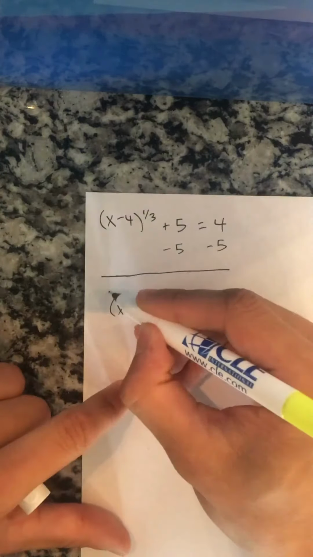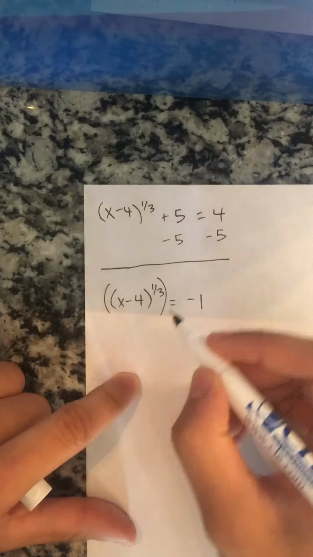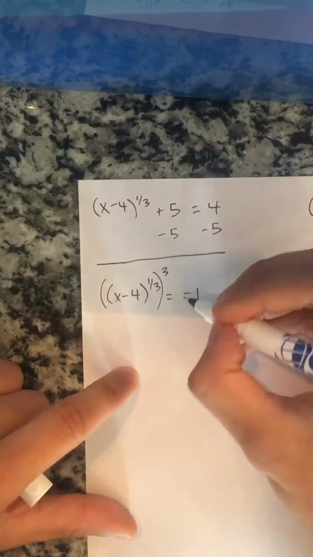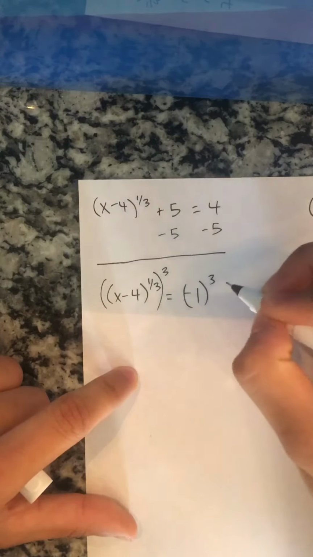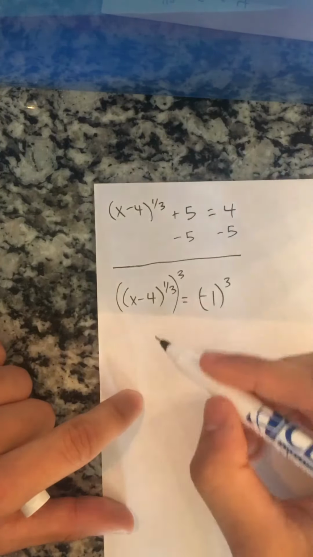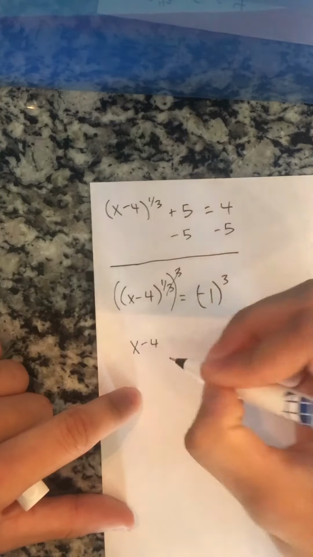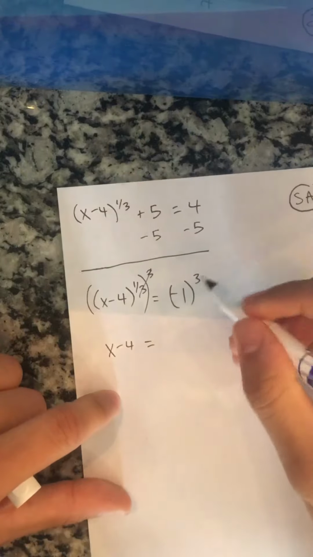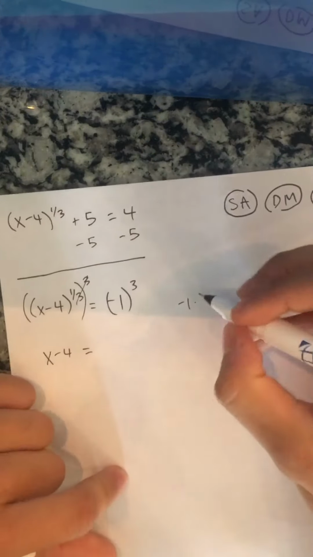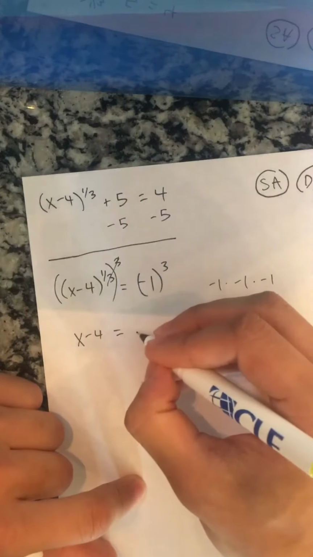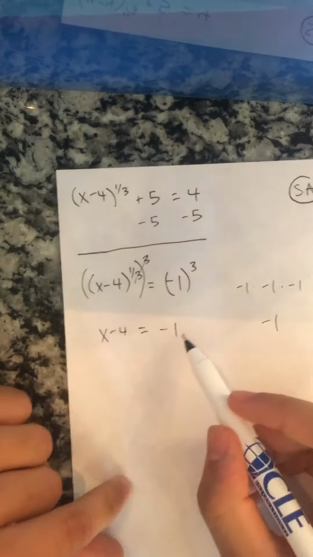And so I put this in parentheses, like so. Then I cube it to cancel these two terms out, and I have to do it on this side as well. So I cube the -1, and so these cancel out. Now we're left with x minus 4 is equal to, and then -1 times -1 times -1 is -1. So now we have x minus 4 is equal to -1.